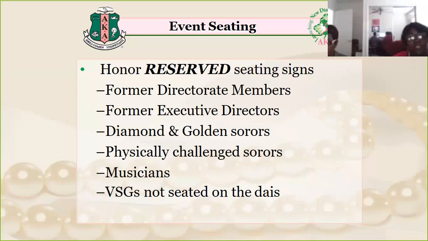We have special event seating, and we need to honor any seating signs that say reserved. Our former directorate members, former executive directors, diamond and golden sorors, physically challenged sorors, musicians, and VSGs that are not seated on the dais are usually the ones that sit in the reserved seating. The delegates have special seating as well at our conferences, and you have to have your badge on with your delegate sign to sit there.